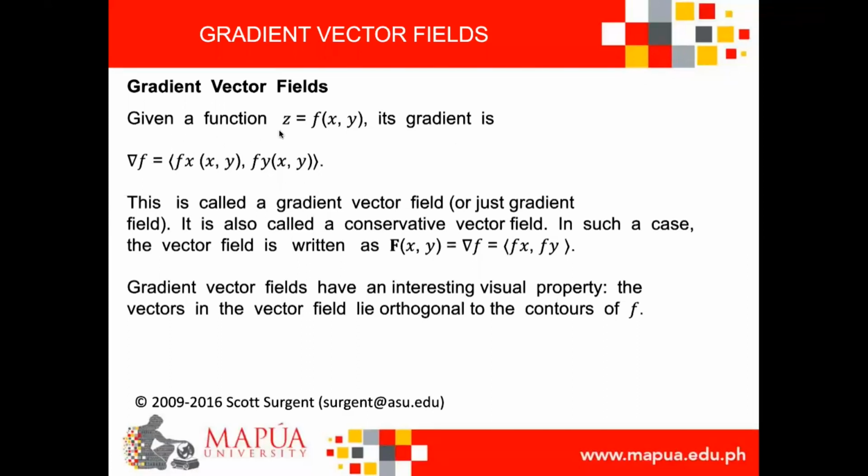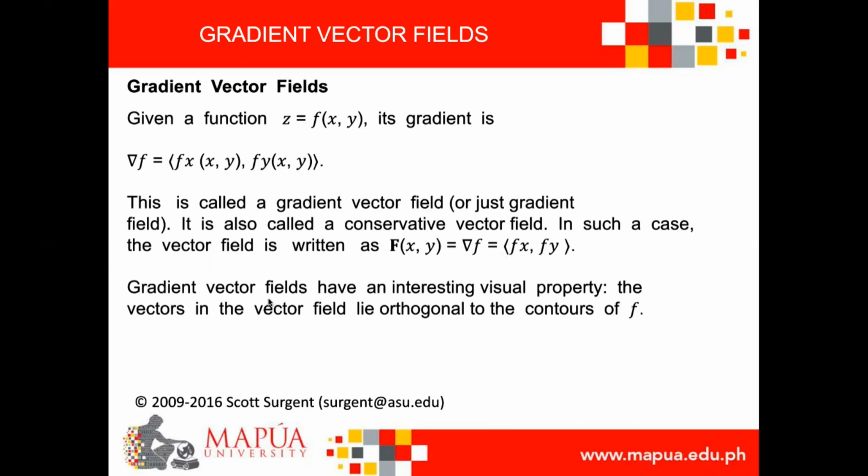Let us learn gradient vector fields from its definition. Given a function z equals f of xy, its gradient is del f equals the partial derivative of the function f with respect to x and the partial derivative of the function f with respect to y, in angle brackets. This is called a gradient vector field or just gradient field. It is also called a conservative vector field. In such a case, the vector field is written as F of xy equals del f equals <f sub x, f sub y>.